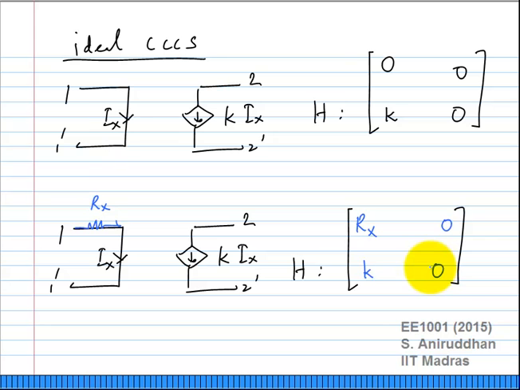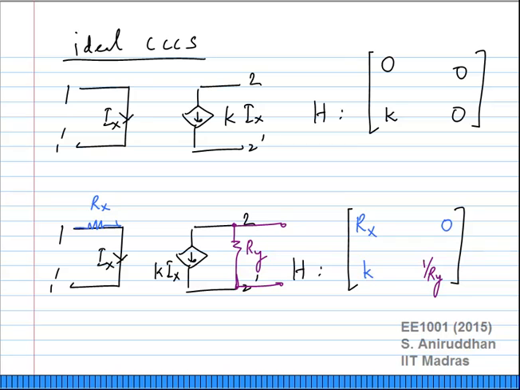Okay? If I had added an Ry here, what would have happened? If I add an Ry, what happens? I'll get a 1 by Ry here. So you can see that even for simple cases it's very straightforward to figure out what will happen.